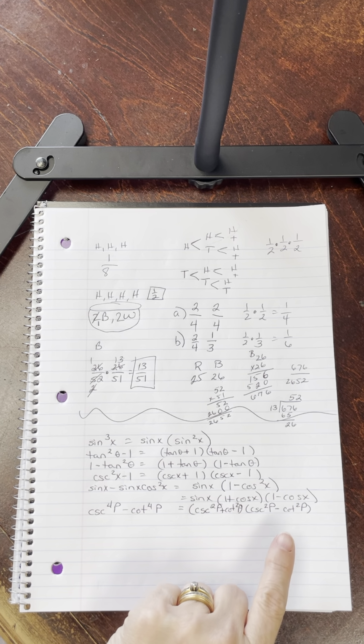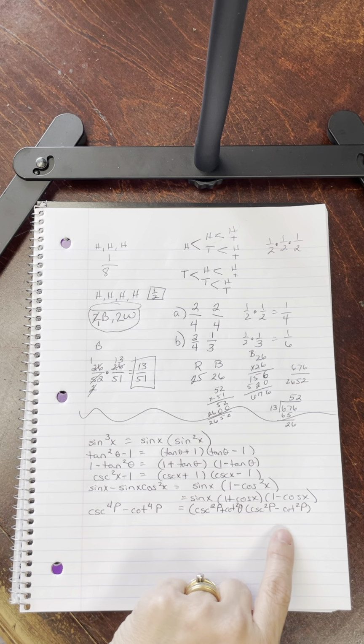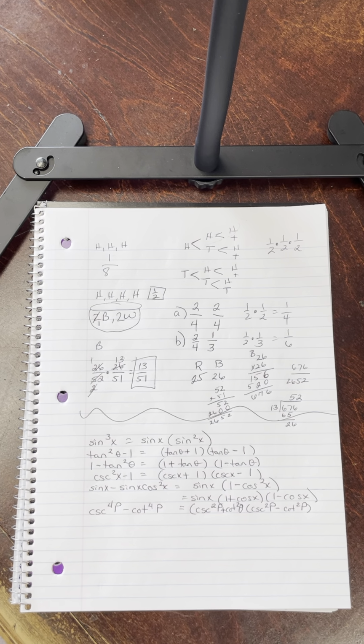And then this one, let's see, could you factor that any further? Yes, because you have no middle term, you have a negative, you could make it cosecant and cotangent, one with positive, one with negative. So that can factor even further.